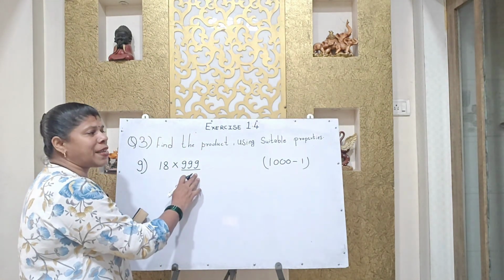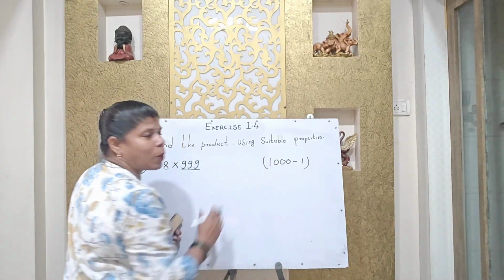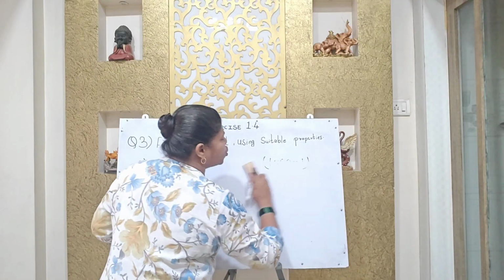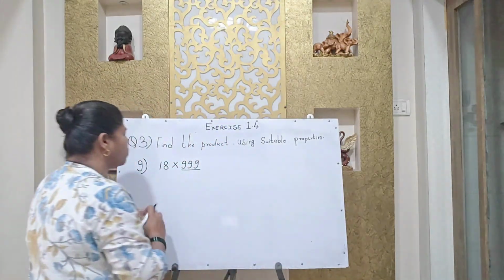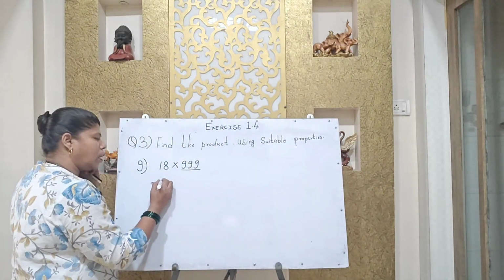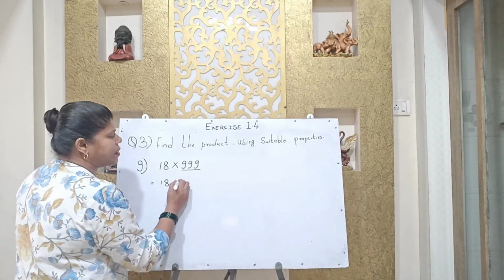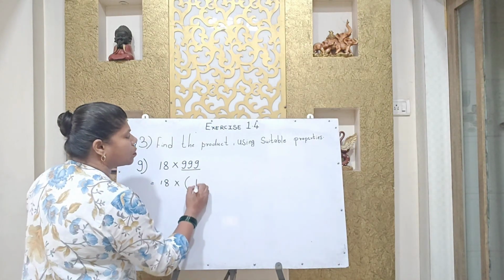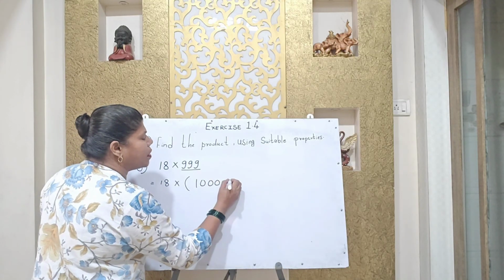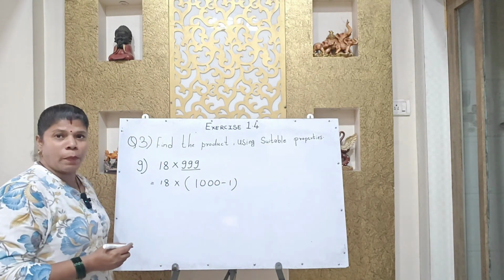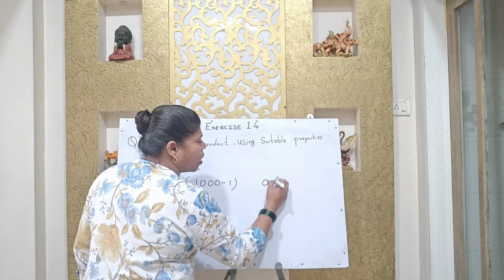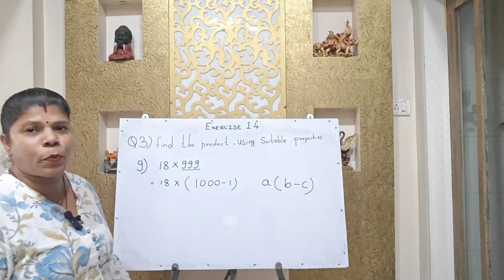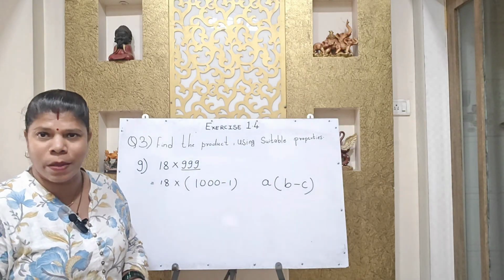ये 999 हम कैसे लिख सकते हैं? 1000 minus 1 भी लिख सकते हैं. Answer will be same. तो हम इस चीज का उपयोग यहाँ करेंगे. See, 18 multiplied by, instead of writing 999, I have wrote 1000 minus 1. Now, which property you remember here? A is equal to B minus C, and this is a distributive property of the multiplication over subtraction.